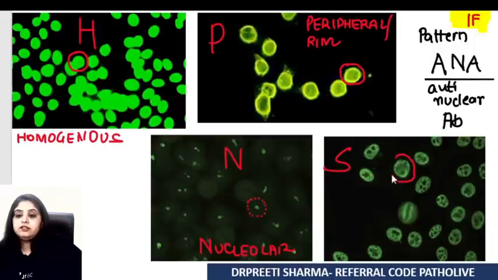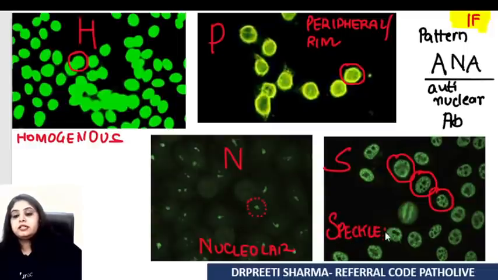And in the last one, some places it's fluorescent, some places it's not. Same here. So this is said to be the speckled pattern. And let me tell you, the speckled pattern is the most common pattern that we notice.